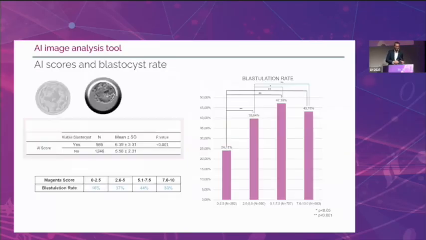If we take a look at the blastulation, the chance of each oocyte to become a blastocyst, again, you see that relationship between the score and the blastulation rate. Of course, there is a difference between those that reach blastocyst or not. And this is the blastulation rate, sorry, provided by the manufacturer, but this is not the blastulation rate that we got in our study.